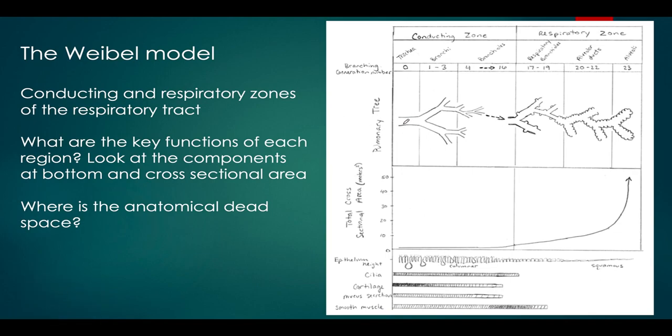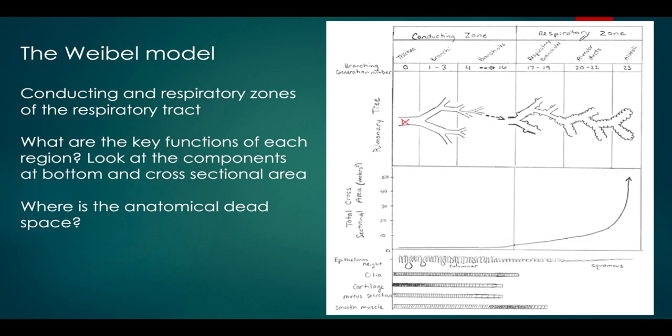Here's our trachea, and it branches and branches and branches in that conducting zone, the cast picture I had, all the way out to about the 16th division of branching. No gas exchange. It is all about carrying. Note the cross-sectional surface area. It's really small. Way out here at the 16th division, it starts to go up a little bit.